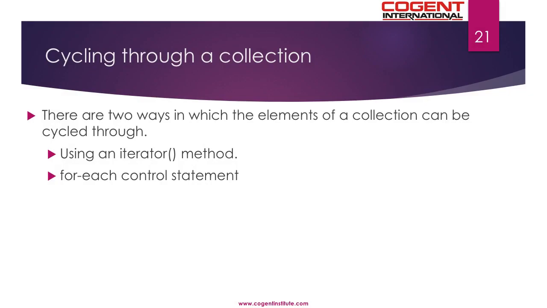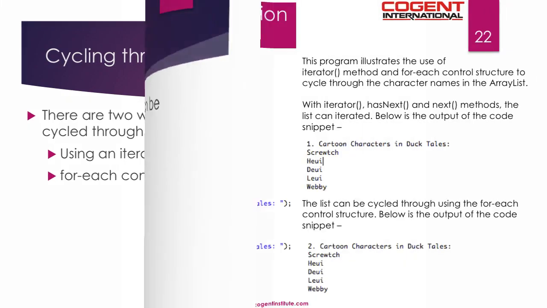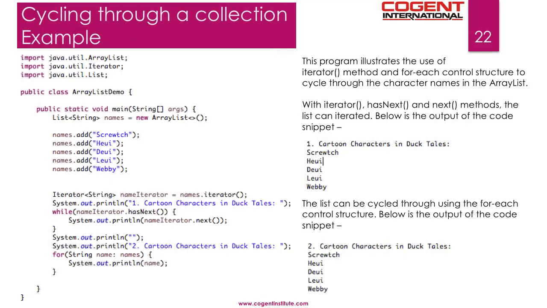Cycling through a collection. There are two ways in which the elements of a collection can be cycled through: using an iterator method and the for-each control statement. Cycling through a collection example: this program illustrates the use of the iterator method and for-each control structure to cycle through the character names in the ArrayList.